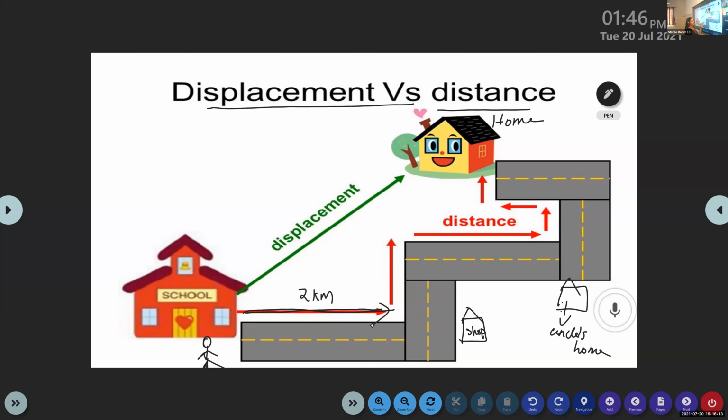After buying something from that shop, he moved to his uncle's home. It is 1 kilometer away from that shop. Again, he returns to his home. It is about 2 kilometers. Okay.